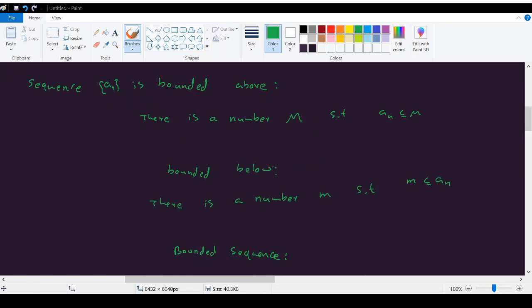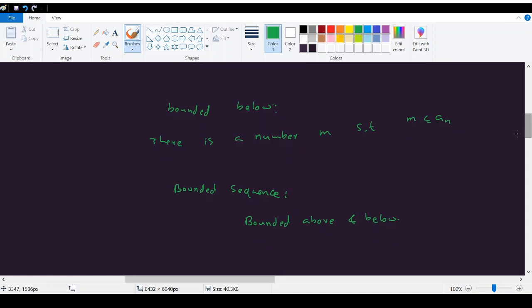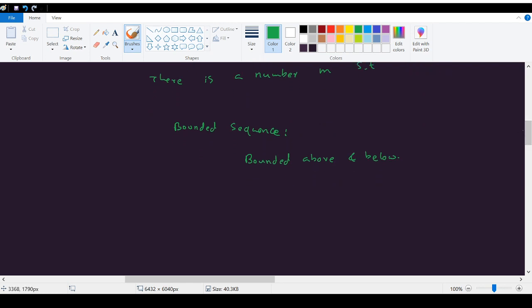And the final definition is the bounded nature of the sequence. Now we say the sequence is bounded above if we have a certain number which is greater than all the sequence points, and we say that the sequence is bounded below if you have a number which is less than all the sequence points, and we say the sequence is bounded if it has a lower bound and an upper bound, like if it is bounded above and below.